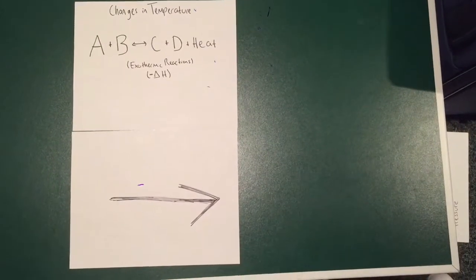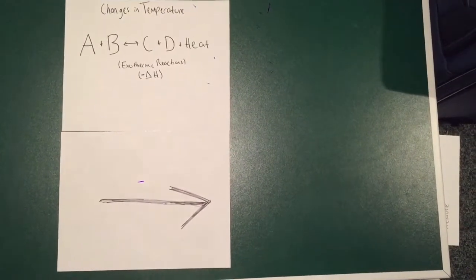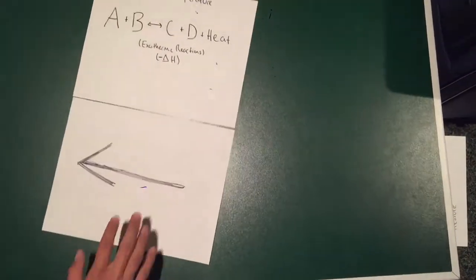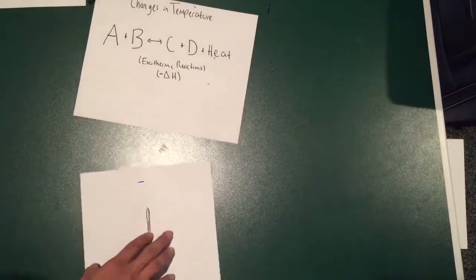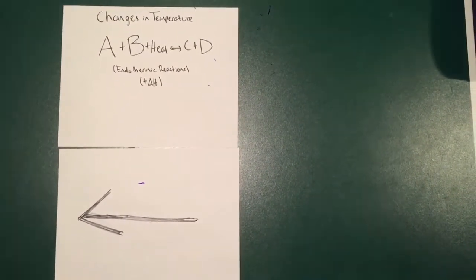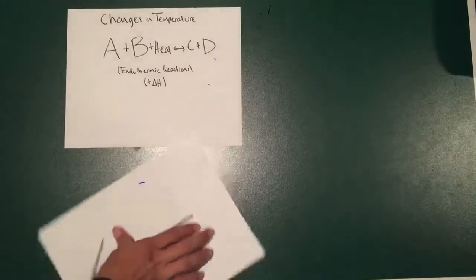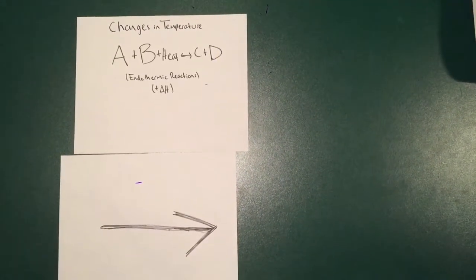In an exothermic reaction, when temperature is increased, it shifts to the left. When temperature is decreased, it shifts to the right. In an endothermic reaction, when temperature is increased, it shifts right. When temperature is decreased, it shifts left.